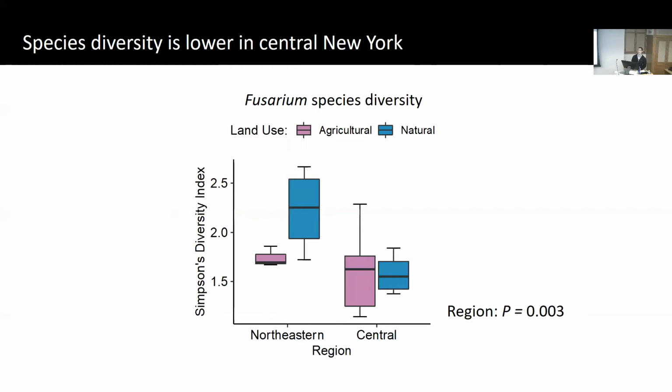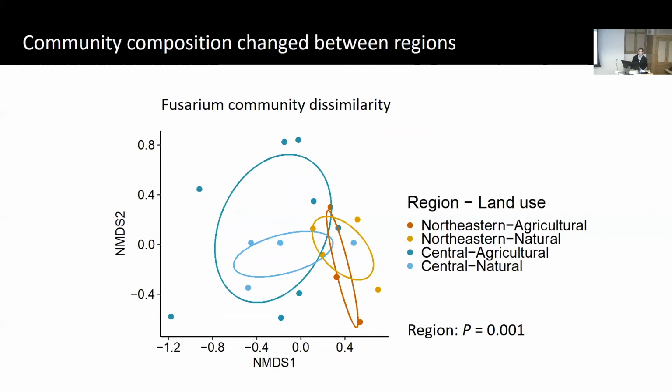And when we compare species diversity across sites, we can see the diversity was slightly lower in central New York than in northeastern New York. And the plot here just shows Simpson's diversity index, where a lower number means less species diversity. Another way to compare species diversity between locations is to look at differences between the communities taken from different field sites. And when we do that, we see a significant shift between the communities from our two regions.